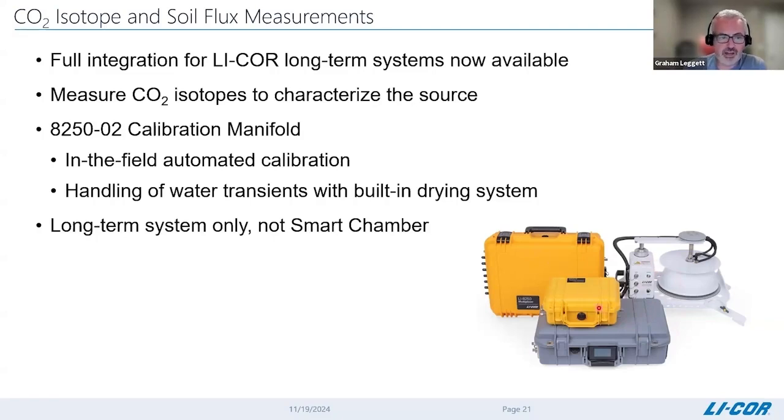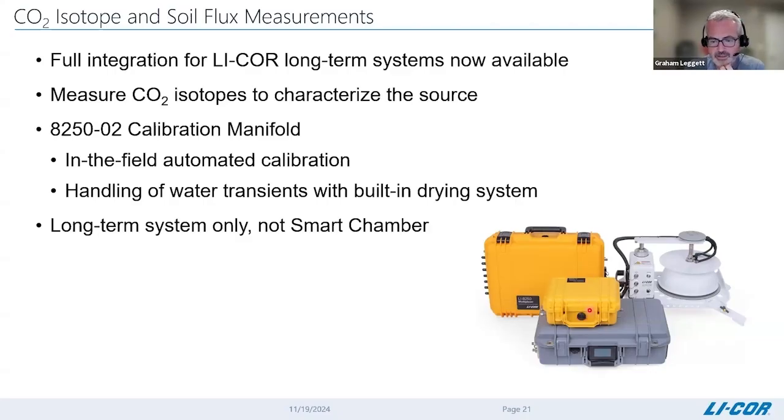One of the key components that we've developed for this fully integrated system is the LI-8250 calibration manifold, which is the smaller yellow box you see in the middle here. It looks a lot like our 870 CO₂ instrument. This box provides automated calibration in the field. It allows a daily automated zero of the instrument to correct for zero drift, which is the major drift in the measurement. And a daily zero is sufficient to maintain the stability and accuracy of the measurement.